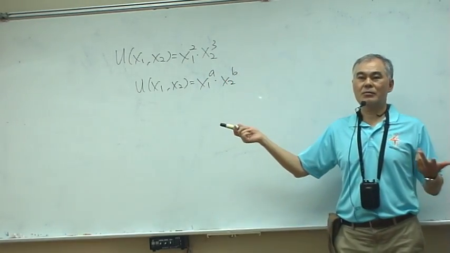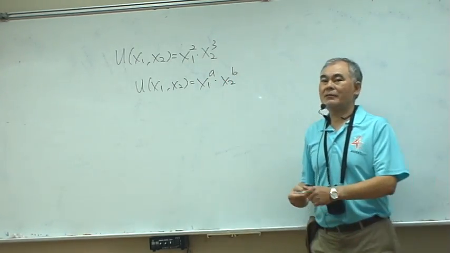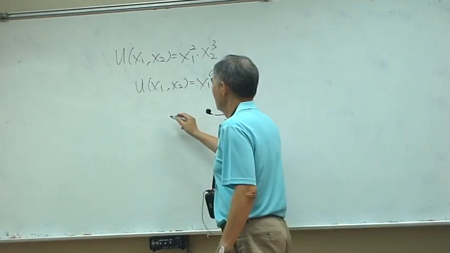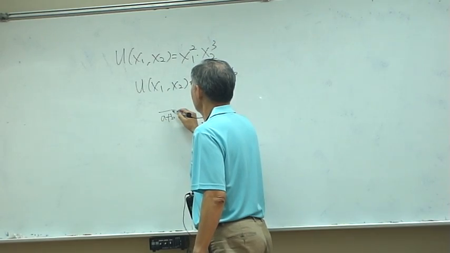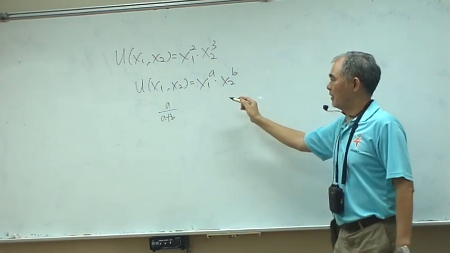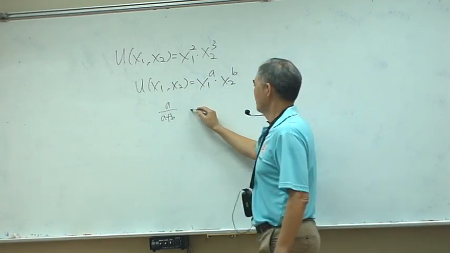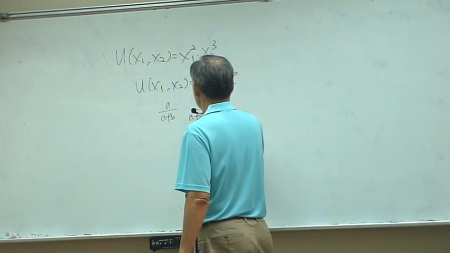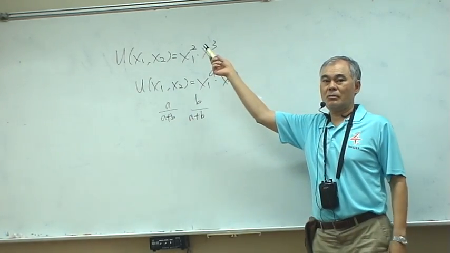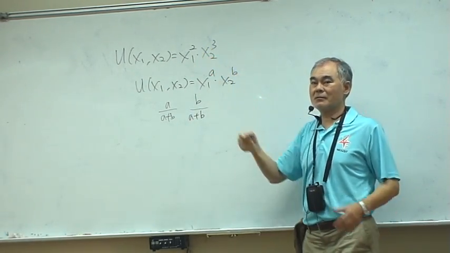Okay, you can have something like this, right? And in terms of the proportion of income you spend on x1, it will be a over a plus b, and the proportion of income that you spend on x2 will be b over a plus b. Okay, so if this one doesn't make sense, what kind of utility function will make sense?